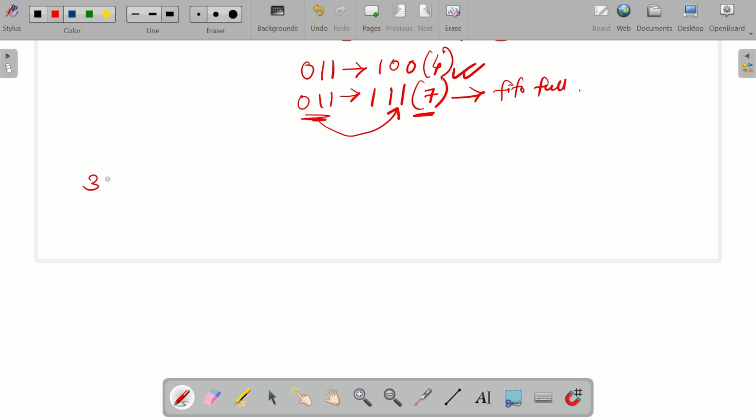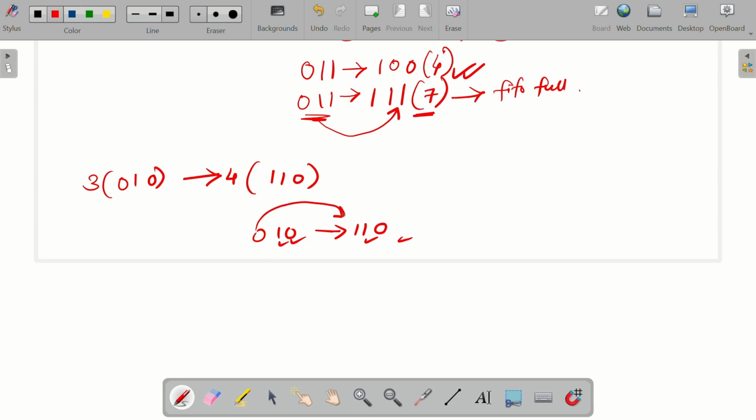In gray coding, how do we represent 3? 0, 1, 0. And let's say a new data write request has come. So it will increment to 4, which is 1, 1, 0. If you carefully look at this change, how many bits have changed? This bit remains the same. This bit remains the same. Only this bit has changed. That is, only the first bit has changed.